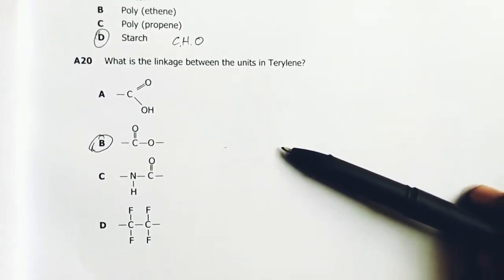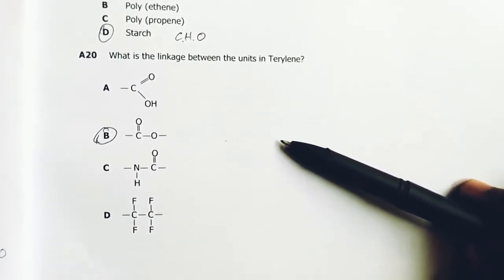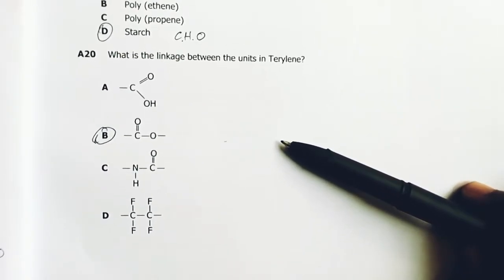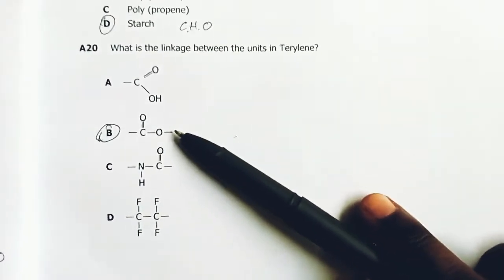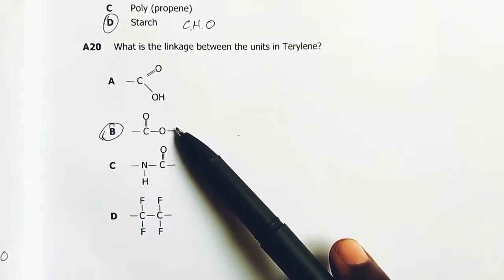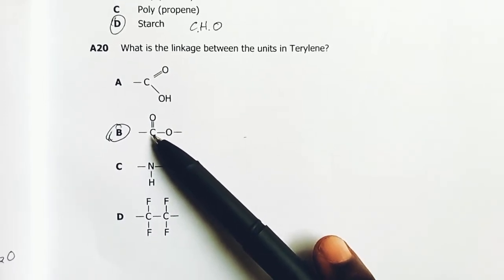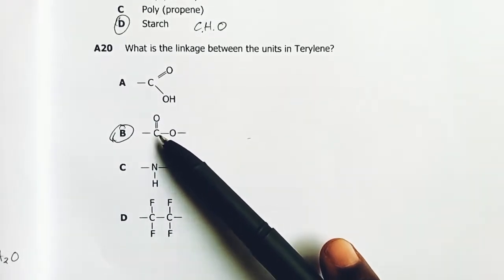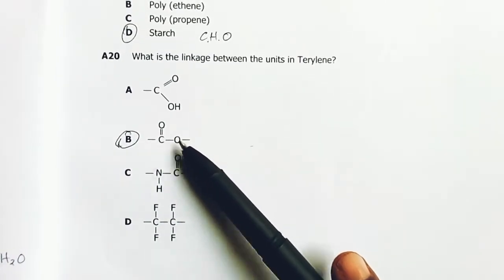So when a carboxylic acid, an organic acid, reacts with an alcohol, the bond that they create is an ester. So you have to know what an ester linkage looks like. So this is our ester linkage. This part comes from the carboxylic acid and this part comes from the diol, or the alcohol, the OH. So here you have lost the OH, here you have lost hydrogen, therefore you have lost water.